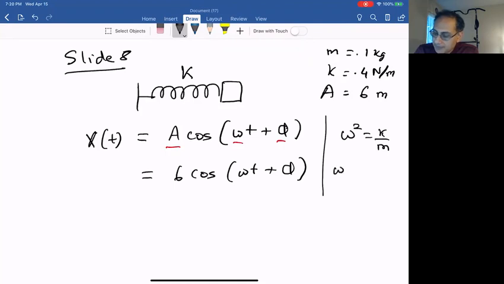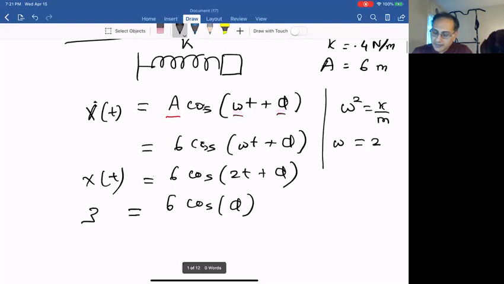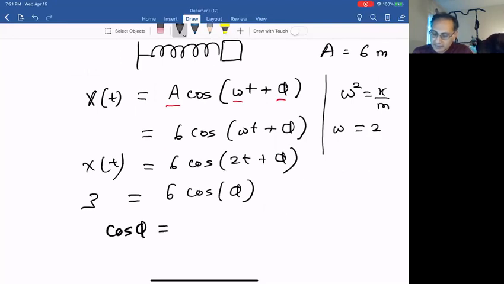So omega squared would be 0.4 divided by 0.1, which is 4. So omega is equal to 2 in this case. So we found another of these constants: 6 cosine(2t plus phi). Now we just need to figure out the value of phi and we are all set. So how do we figure out phi? Let's try to use some of the information that we're given here. We are told that at t equals zero, x is equal to 3. So let's plug those in. 3 is equal to 6 cosine(2 times 0 plus phi), which is 6 cosine phi, right? So that tells us that cosine phi is equal to 1/2.